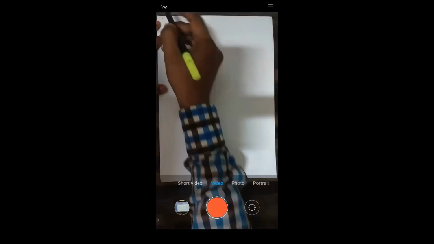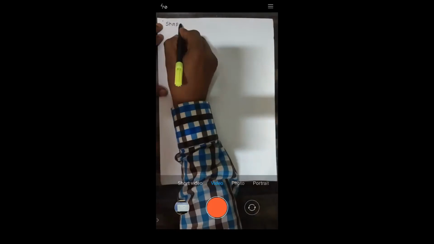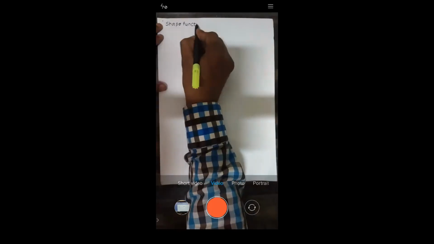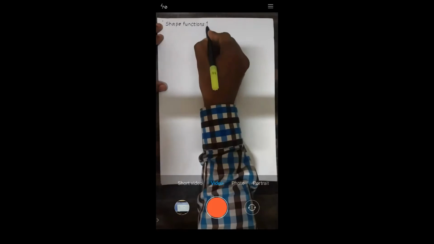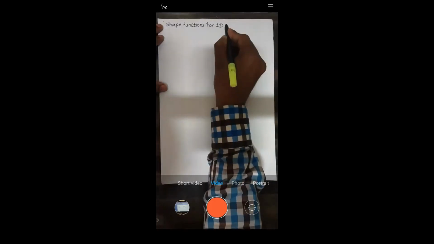In today's lecture, we are going to see, try to understand, the shape functions for 1D elements.